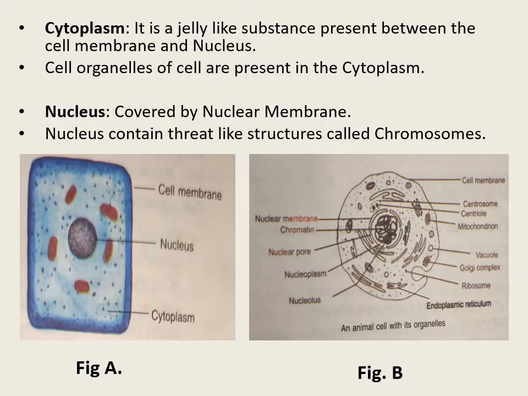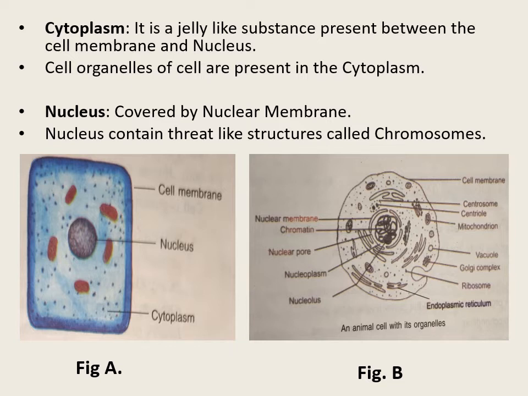The next part of the cell is cytoplasm. It is a jelly-like substance present between the cell membrane and the nucleus. Cytoplasm is made up of carbohydrates, proteins, fats, minerals, vitamins, and a large portion of water. In this cytoplasm, the cell organelles are suspended. They lie inside the cell cytoplasm. Cytoplasm is present below the cell membrane and above the nuclear membrane of the nucleus, as you can see the nuclear membrane in figure B.